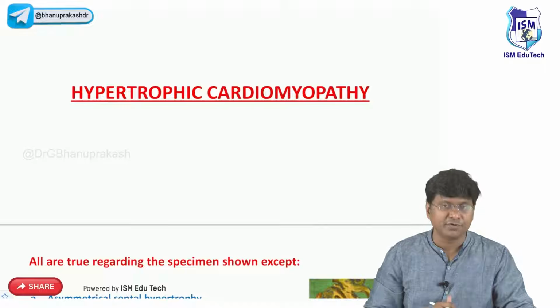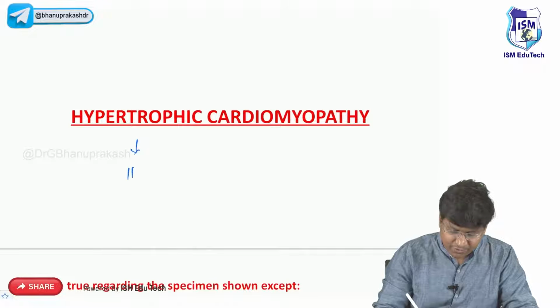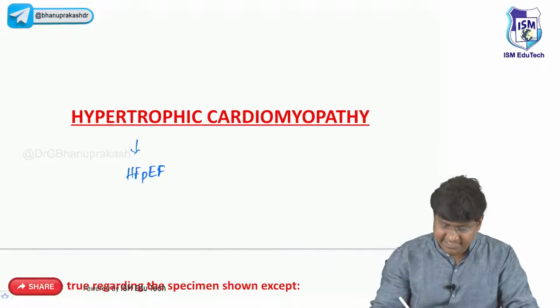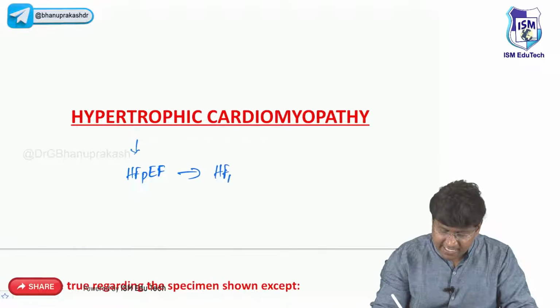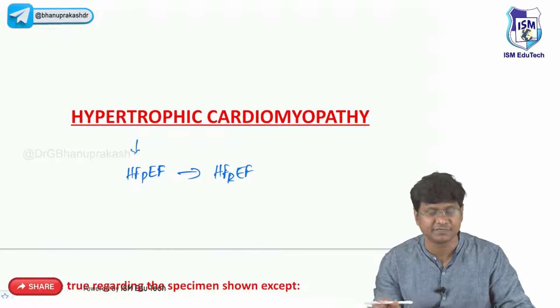And the next important form of cardiomyopathy is hypertrophic cardiomyopathy. So it is the scenario where you will have heart failure with preserved ejection fraction. Later, this can turn into a scenario of heart failure with reduced ejection fraction. But initially, it will be heart failure with preserved ejection fraction.